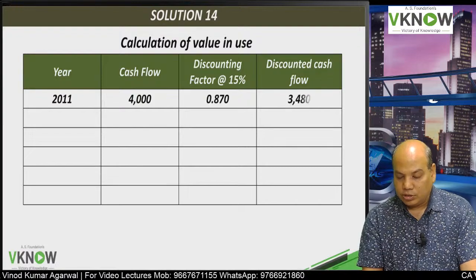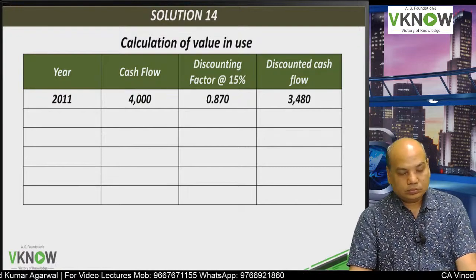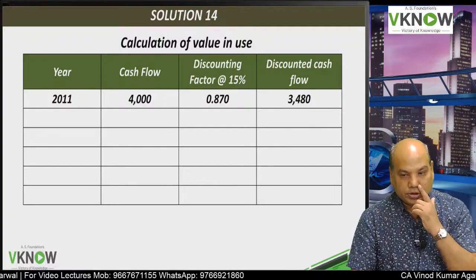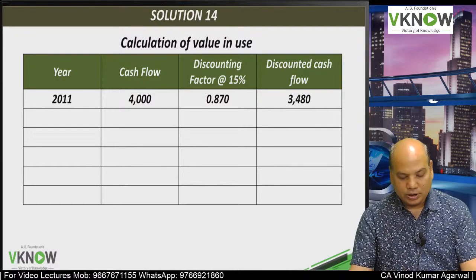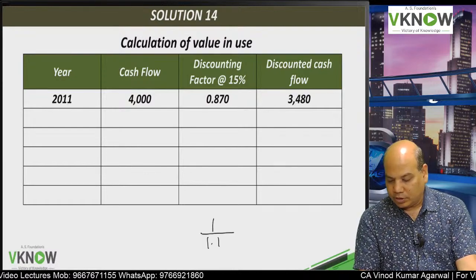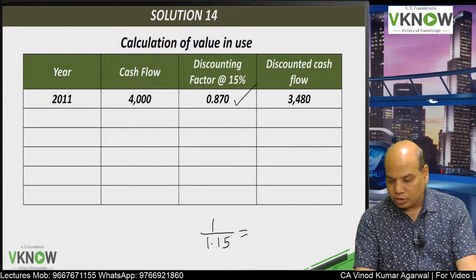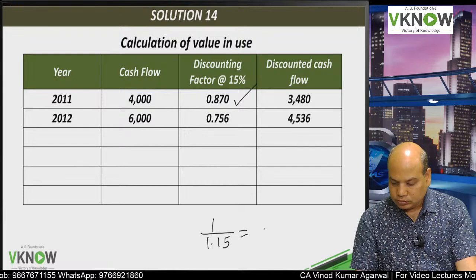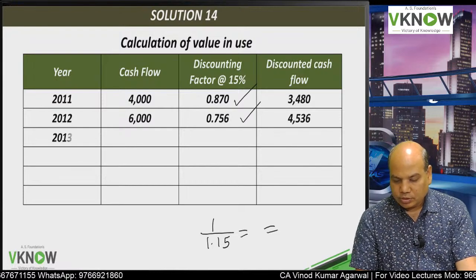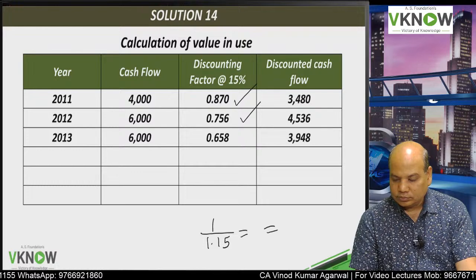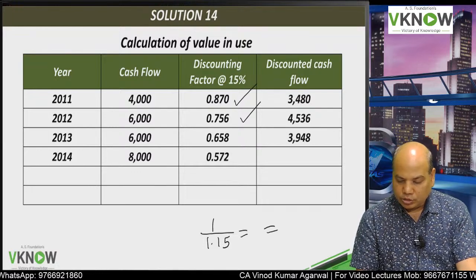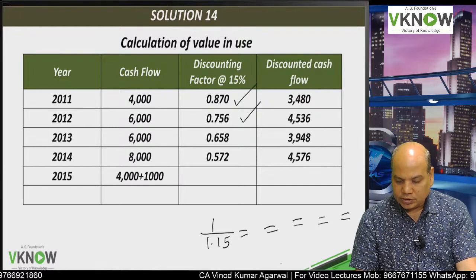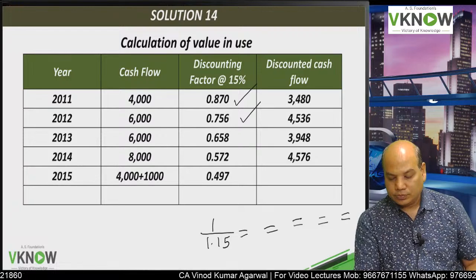First we'll compute value in use. Present value factor is 15%. You can copy from previous question or you can again do on your calculator 1 divided by 1.15 equal to, you'll get this answer. Again if you press equal to, you'll get this number. So do this exercise quickly. Find out the value in use, keep pressing equal to, you'll get the factors and just multiply by the cash flow.